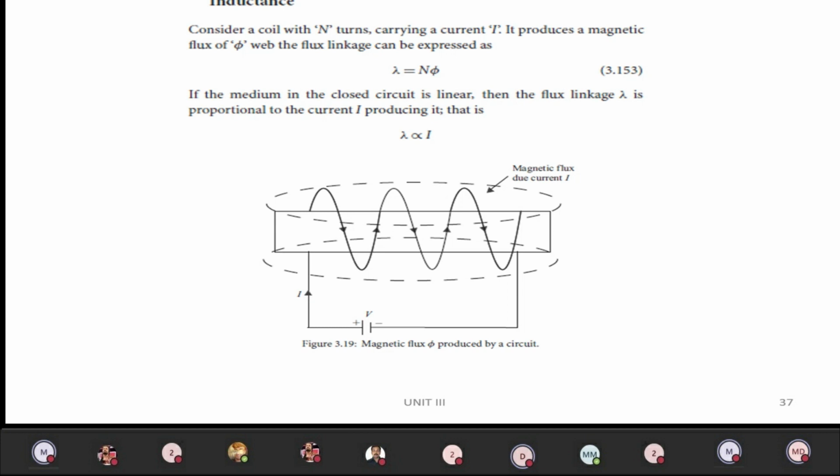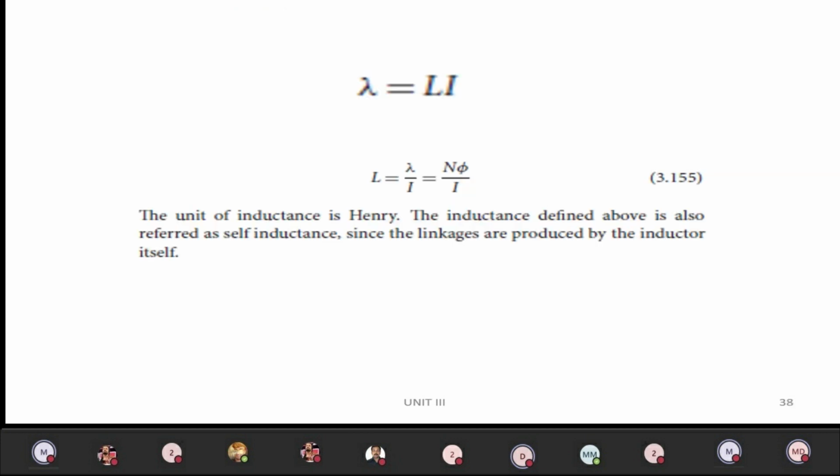So the inductance, you will be having as lambda equal to N phi. You can relate the flux linkage and the current. Lambda is proportional to current. I am having a coil with N turns, and current is flowing through that coil. The flux linkage, what you can calculate as lambda, is equal to N phi, and also lambda is equal to L i, where L is called the inductance of the coil.